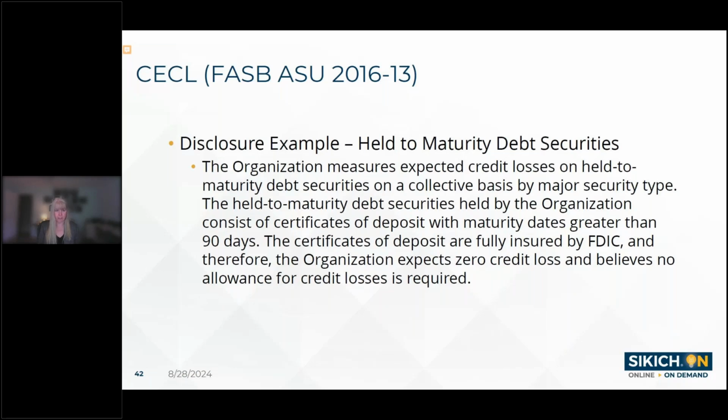And then this is a disclosure example if you had certificates of deposit that were fully insured by FDIC. If you had, let's say, certificates of deposit that aren't fully insured, then you probably need to go into more detail about why zero credit loss is expected. For instance, the credit strength of the bank that's issuing the certificate of deposit and so forth.